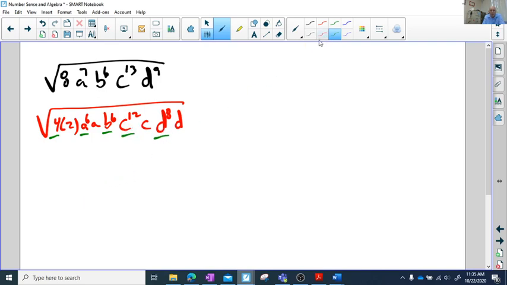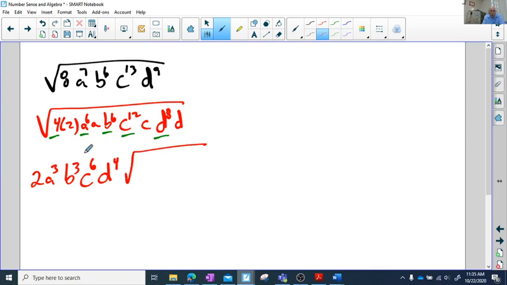So the ones that are perfect squares, we take their square root. So the square root of 4, 2. The square root of a to the 6th, you take half the exponent. It's a to the 3rd. The square root of b to the 6th, b to the 3rd. The square root of c to the 12, c to the 6th. The square root of d to the 8th, d to the 4th.